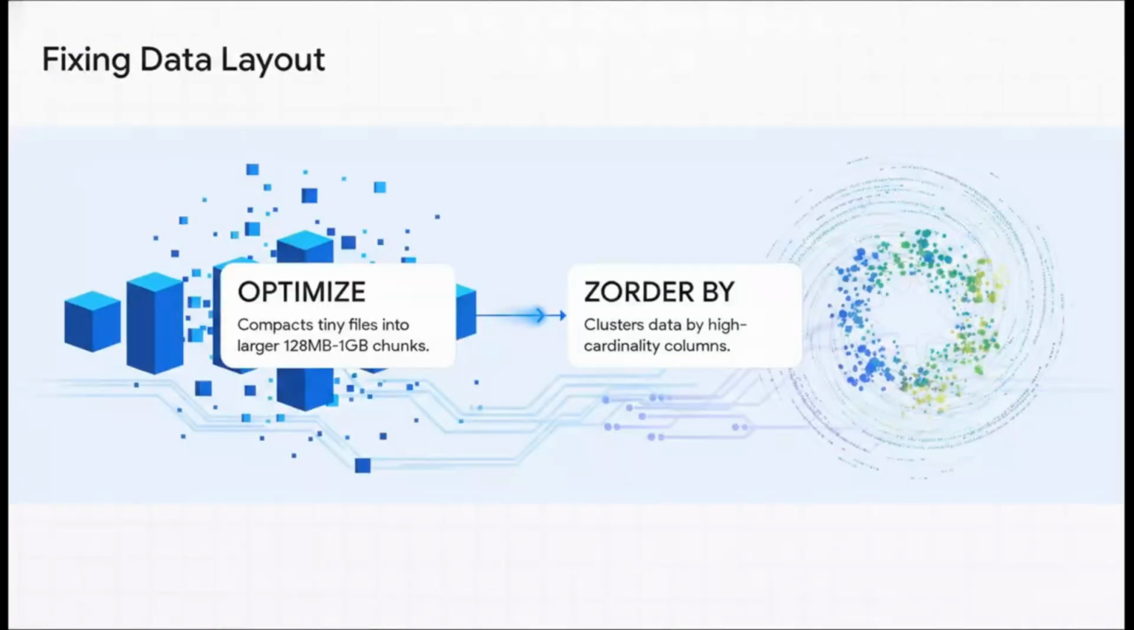So how do we fix it? Databricks actually gives us this fantastic 1-2 punch using Delta Lake's built-in commands. Step 1 is OPTIMIZE. This effortlessly compacts all those tiny annoying files into proper 128 megabyte to 1 gigabyte chunks. Step 2 is ZORDER BY, which physically clusters your data by high cardinality columns. Think things like a customer ID or a region. This makes future lookups blazingly fast.